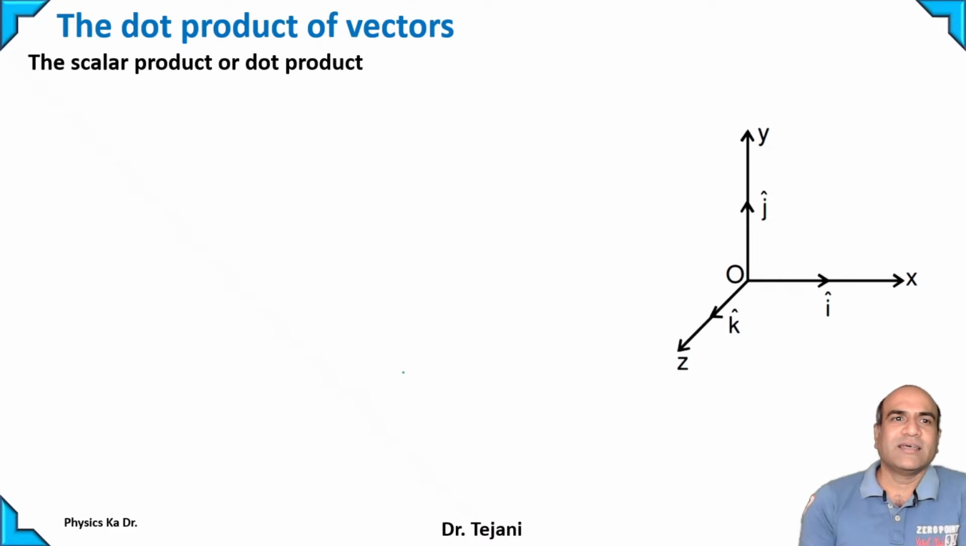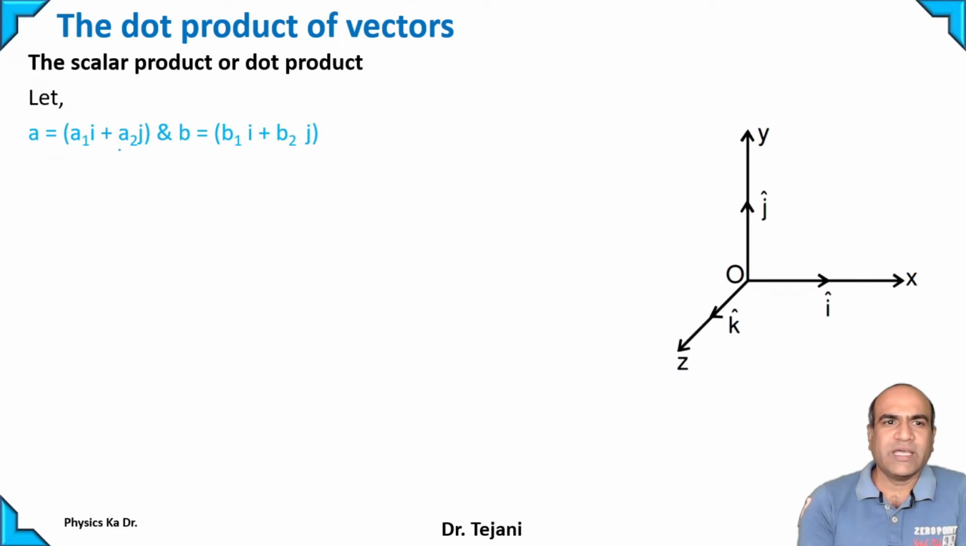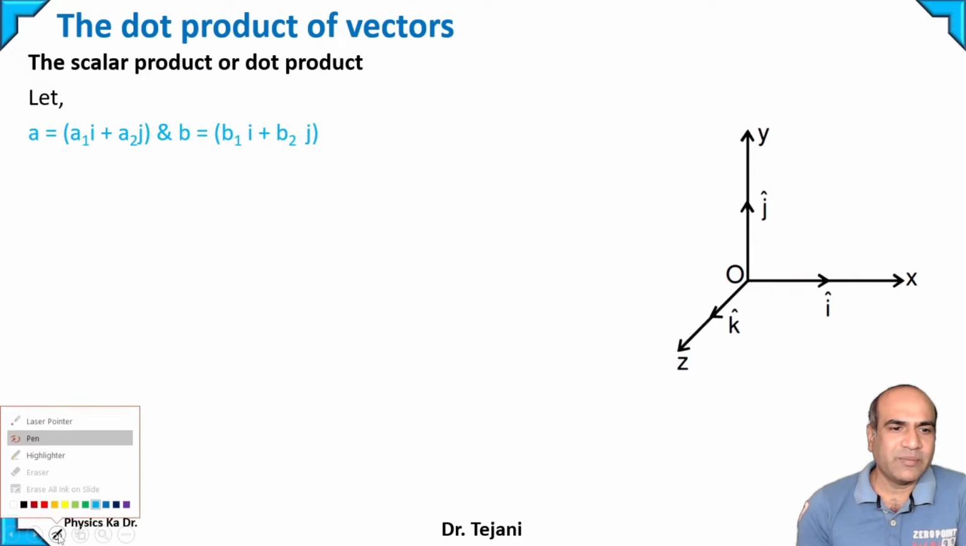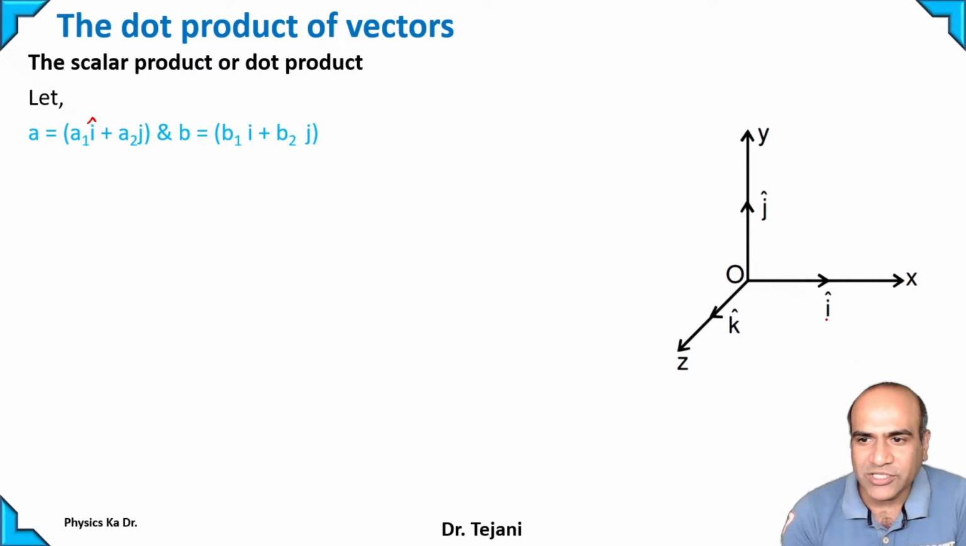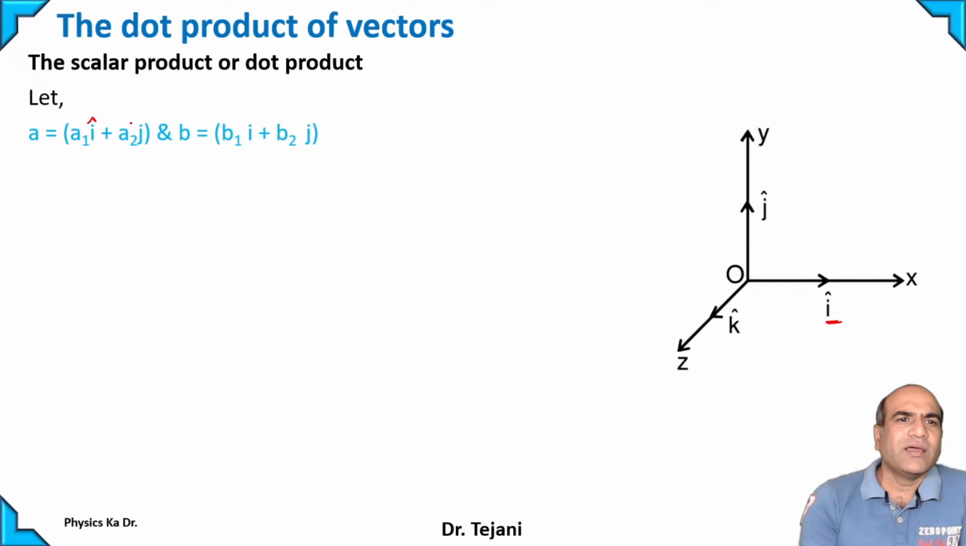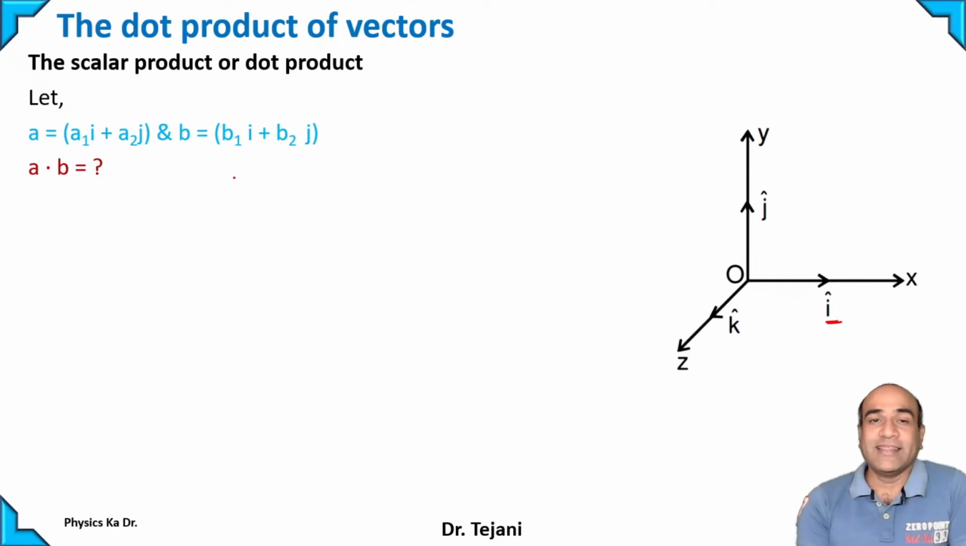Now next is the scalar product or dot product. Suppose a vector is having a1 magnitude and i is representing a unit vector along x direction, a2 its magnitude, and j representing y direction. And another vector b is there, b1 i plus b2 j. It is a similar case here. How to do a dot product of a scalar? Right. This is our question.